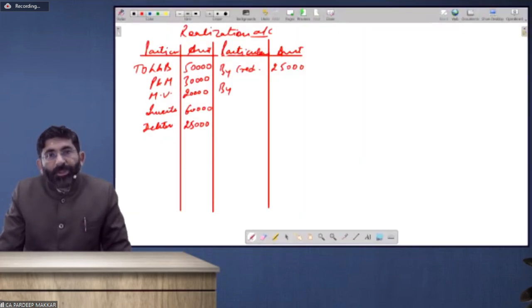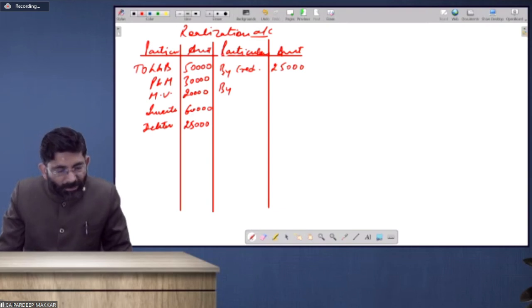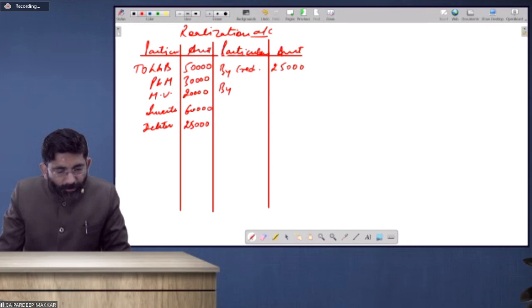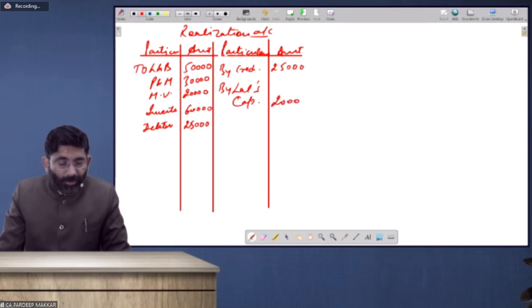Then what we are doing, if any asset is taken over by anyone, that will be recorded. So here Lal has taken over the motor vehicle at an agreed value of 2000. So by Lal's capital account or current account, whatever you are interested to write, because here dissolution is there, so we will close the current account by directly transferring it to the capital account. So by Lal's capital account.